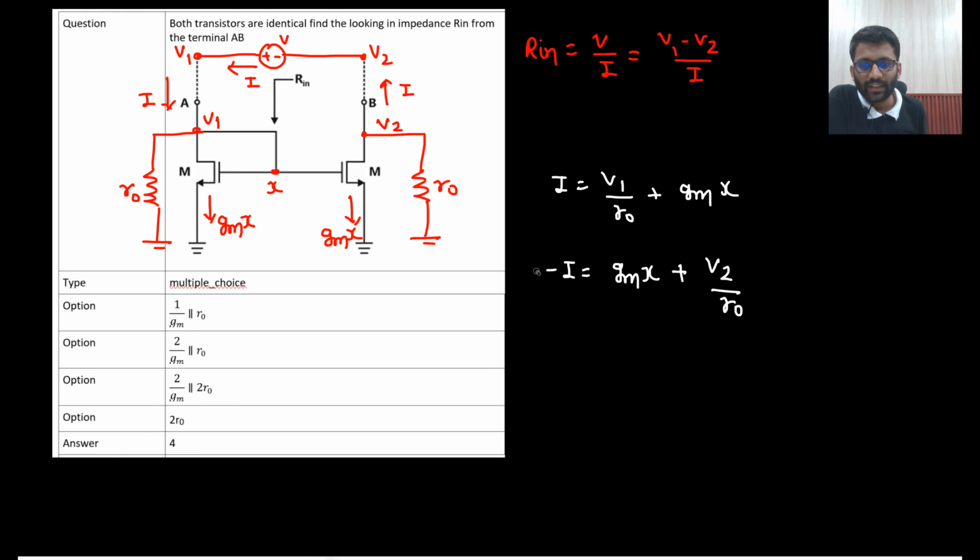So from here what do I see? R in, that is equal to V1 minus V2 by I. That would be equal to 2R naught. Here it is.